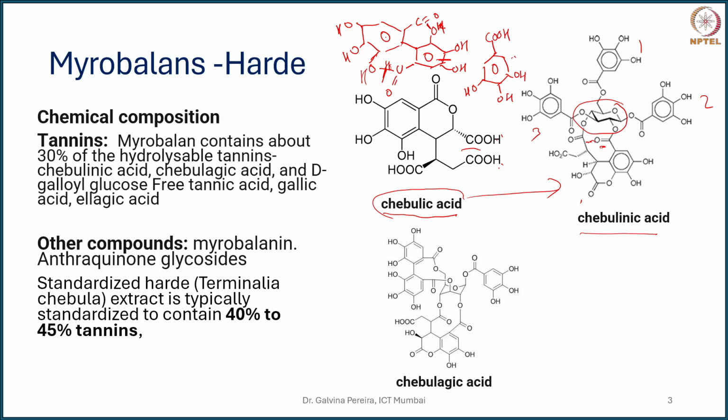Now you go to chebulagic acid. Now chebulagic acid is again a sugar in center. Then again you can correlate. This is your gallic acid. And then next to you have the open form here. Again you can recollect, this is your chebulic acid.